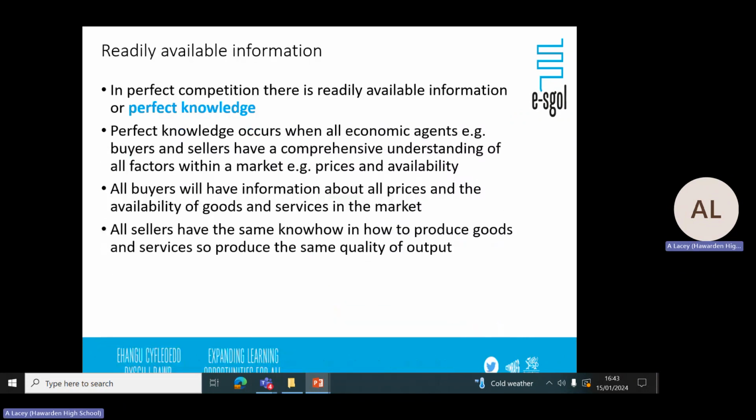And then you have readily available information. So in perfect competition, you would have perfect knowledge. Perfect knowledge occurs when all economic agents, buyers and sellers, have a comprehensive understanding of all factors within the market: price and availability. All buyers will have information about all prices and the availability of goods and services in the market. And all sellers have the same know-how in how to produce goods and services, so they produce the same quality of output.